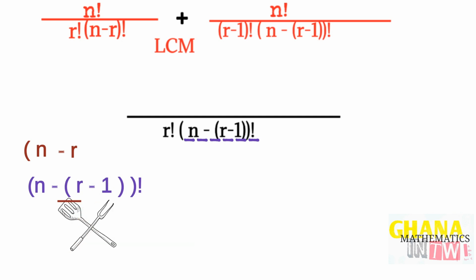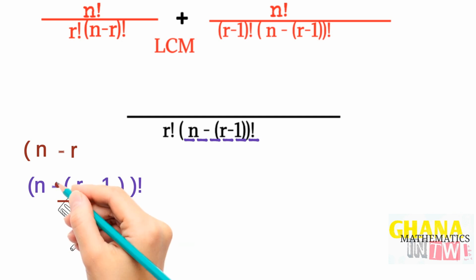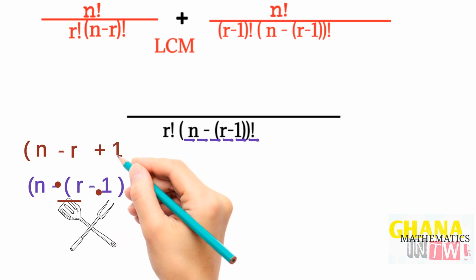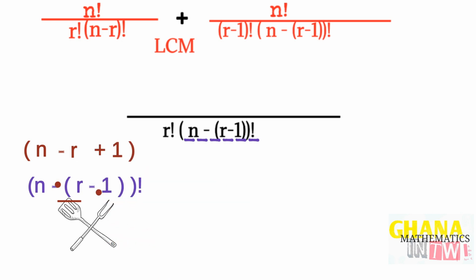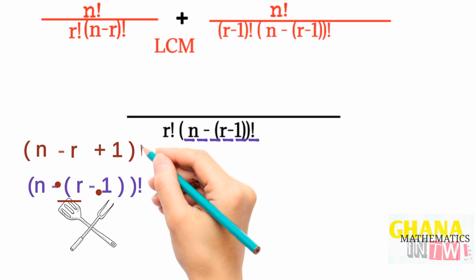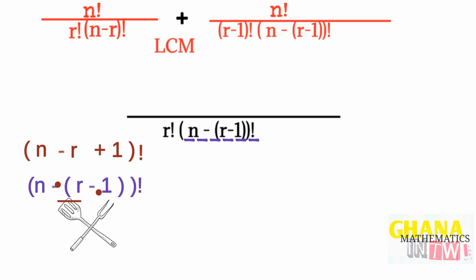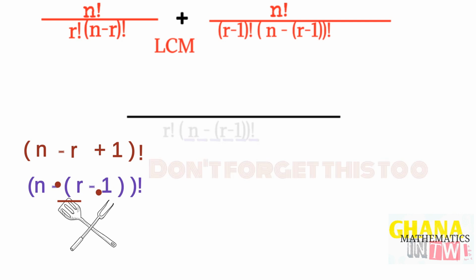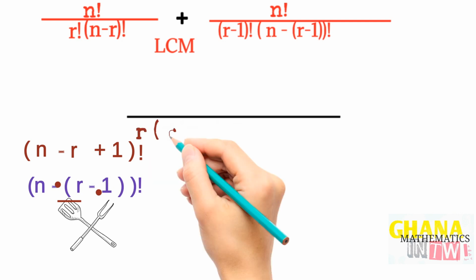So negative times r is what? Negative r. Then negative times negative 1 is what? Negative times negative is positive. Then I attach my 1 to it. Negative times negative 1 is still 1. And then I bring my factorial. Don't forget to do this too, okay? So that is the reason why I am changing n minus r minus 1 factorial into n minus r plus 1 factorial. So I'm breaking it down.